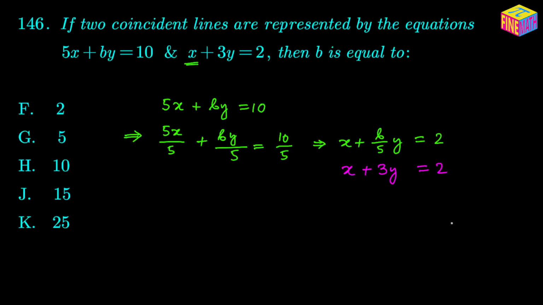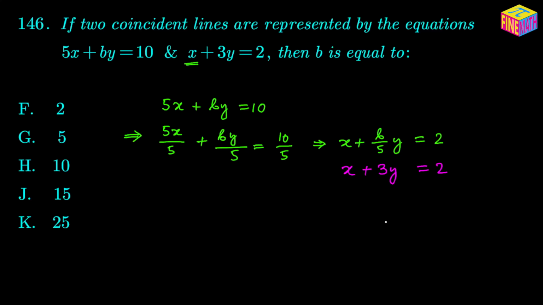Now you see, if both of these equations represent the same straight line, like two coincident straight lines, right? We can consider them as the same straight line. Then you see the coefficient of x is looking good. The right hand side is looking good. So the coefficient of y also must be equal.